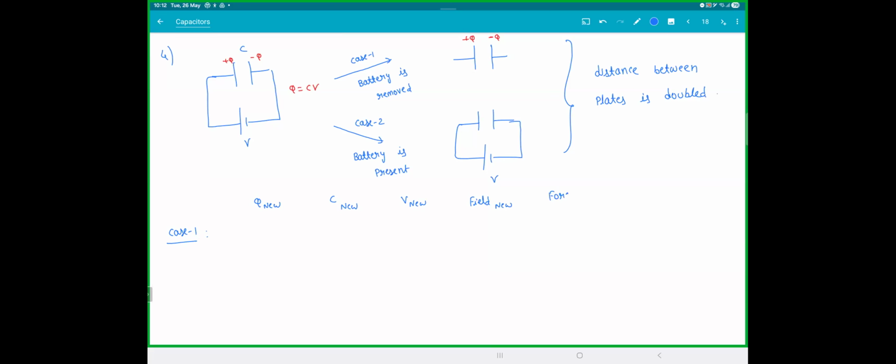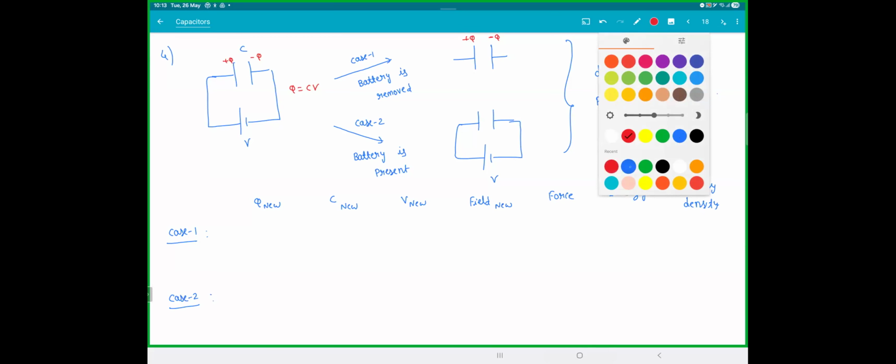Force between plates. Energy. Energy density. There are a total of 7 questions and 2 cases, so a total of 14 questions. Are you guys getting what I'm asking?